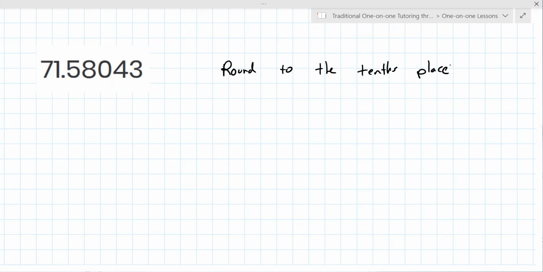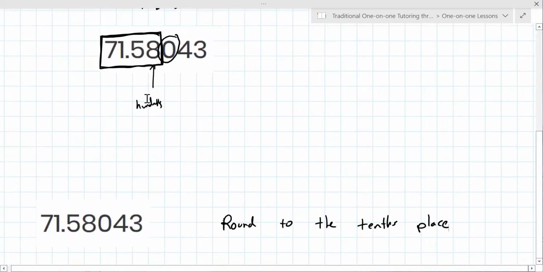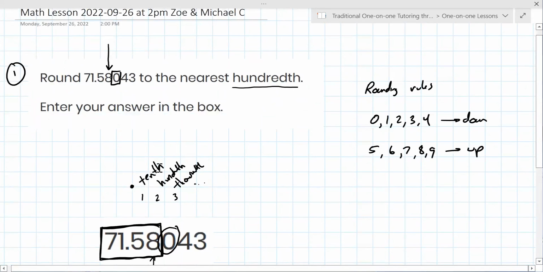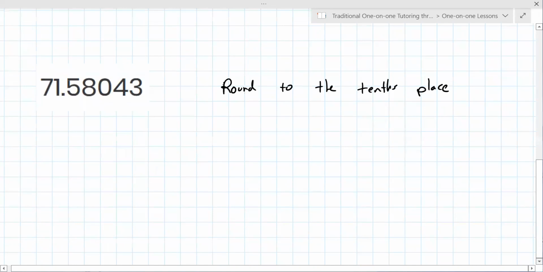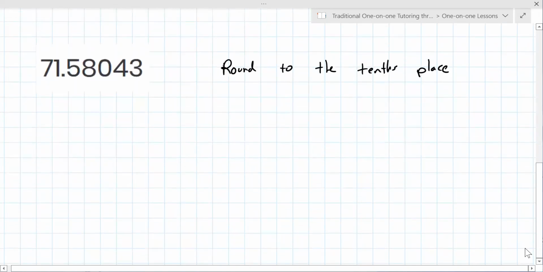I don't know. Okay, let's go back and look. What does it start with to the right of the decimal point? Tenths, yes. And then what's following the tenths? Hundredths, then thousandths. So tenths, hundredths, and thousandths. Okay, so again, which digit is in the tenths place?